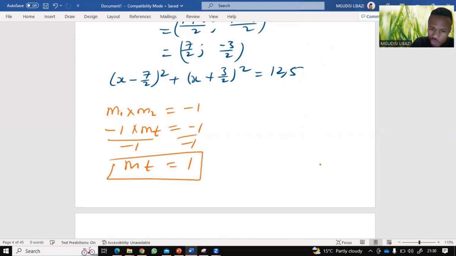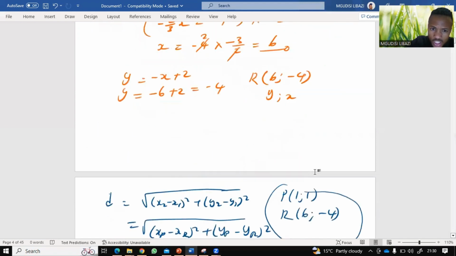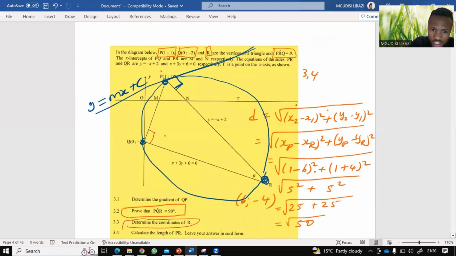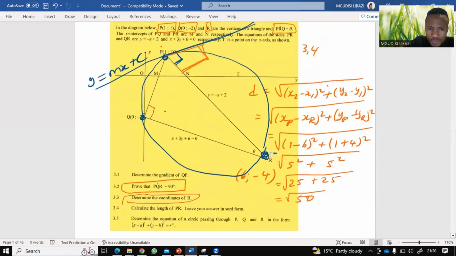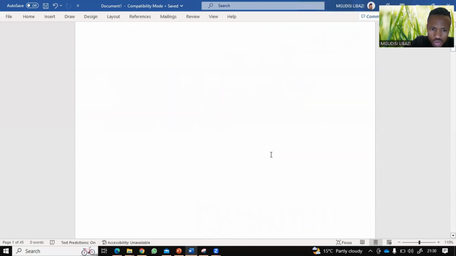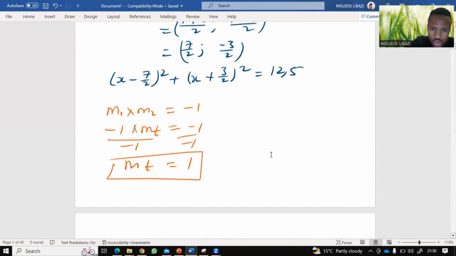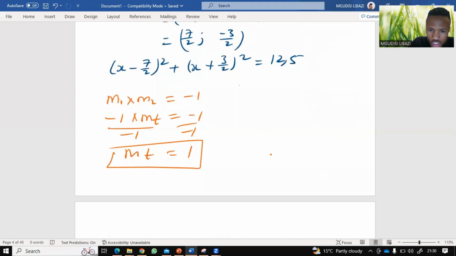So now the gradient of that tangent there should be 1, and that tangent, we already said, is perpendicular to this line. They form 90 degrees here. So now in the form y is equal to mx plus c. We know they want it in the form y is equal to mx plus c. We know the value of m is 1, so we can just have x plus c.